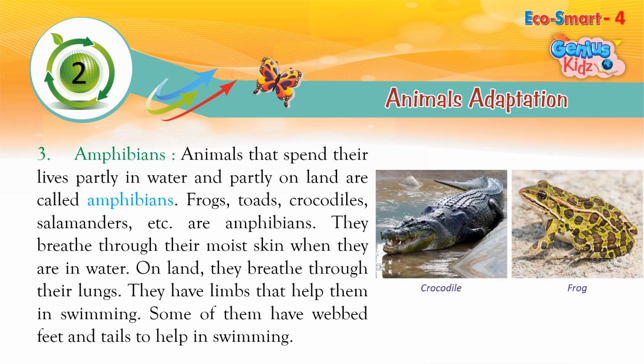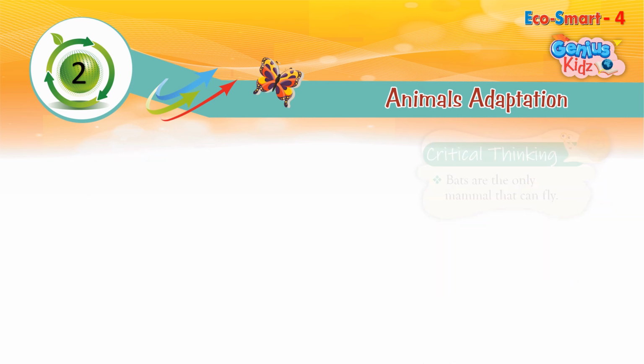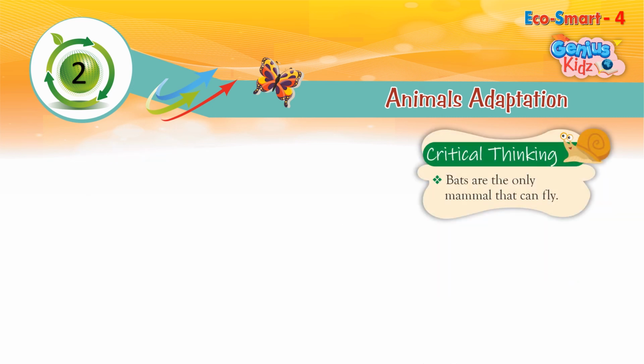3. Amphibians. Animals that spend their lives partly in water and partly on land are called amphibians. Frogs, toads, crocodiles, salamanders, etc. are amphibians. They breathe through their moist skin when they are in water. On land, they breathe through their lungs. They have limbs that help them in swimming. Some of them have webbed feet and tails to help in swimming. Critical thinking. Bats are the only mammal that can fly.